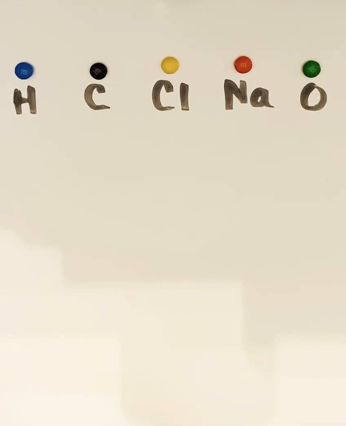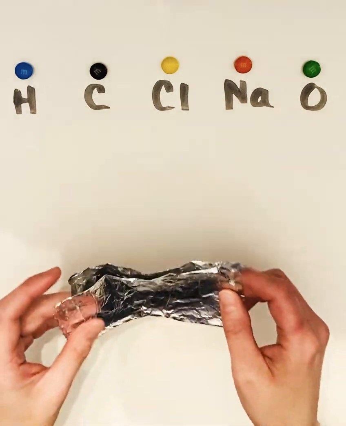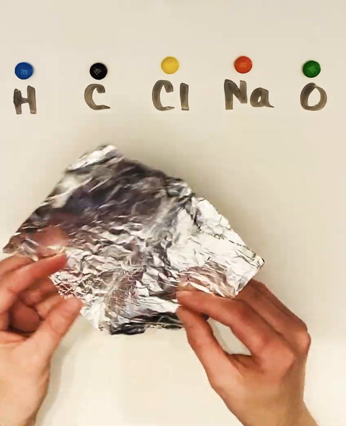So the first thing we're going to talk about today are elements. Elements are substances that cannot be broken down any further by chemical or physical means. And you have elements all around your house. In fact, one very common element is this right here, aluminum.